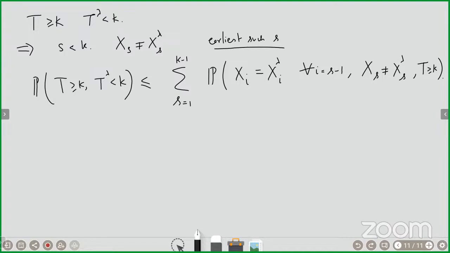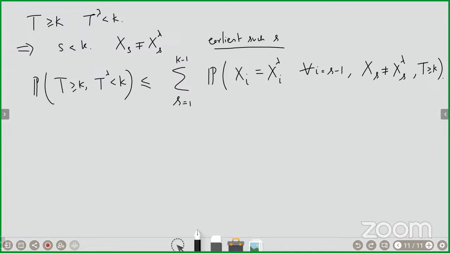Directly, this looks imposing, right? But some independence has to be exploited. Now, what is independent of what? So, what do the events T and T lambda depend on? If I say t greater than or equal to k, how many random variables does that event depend on? At least k plus 1, x1 to x_{k+1}.